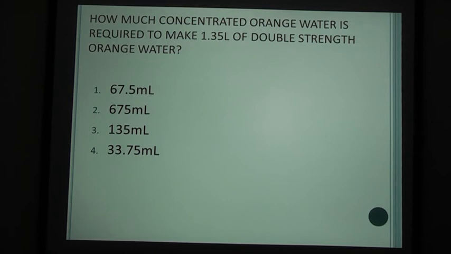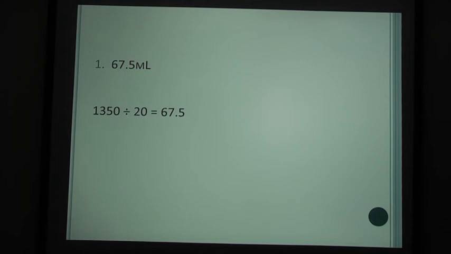How much concentrated orange water is required to make 1.35 litres of double strength orange water? Right, you've got the gist of this now. Concentrated to double strength, you're dividing by 20. Make sure you get the millilitres in and you do the correct numerical calculation, so there are no mistakes in that. But the method is concentrated to double strength, you divide by 20.